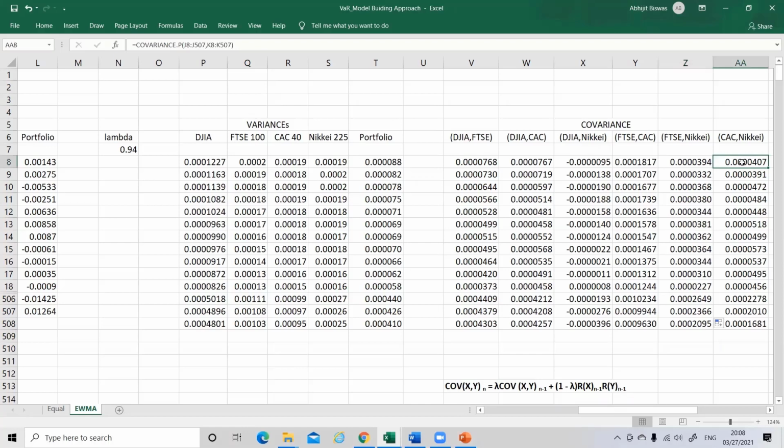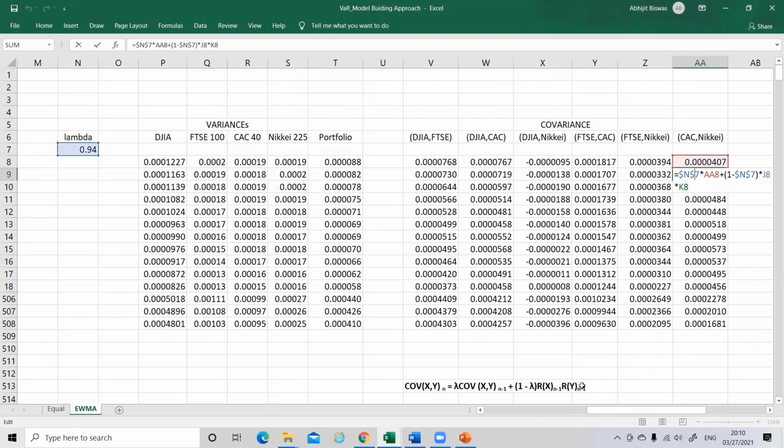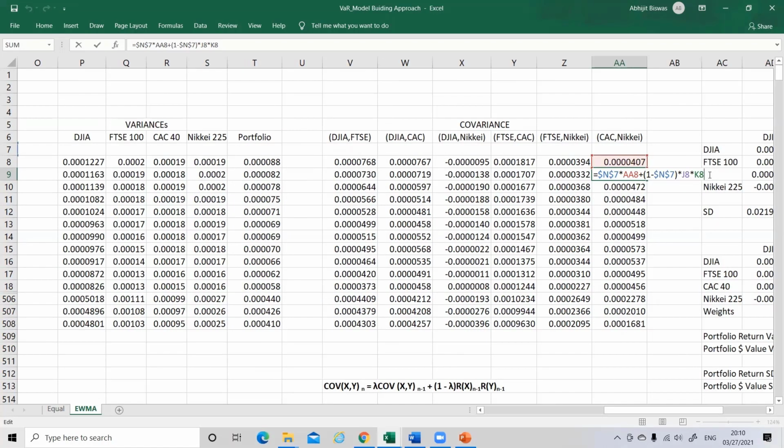So let us complete the sixth calculation for the sixth pair. First use the covariance.p function. First array is J8 till J507 and second array is K8 till K507. We'll be using this formula: lambda into previous day's covariance plus 1 minus lambda into previous day's return from CSE multiplied by previous day's return.